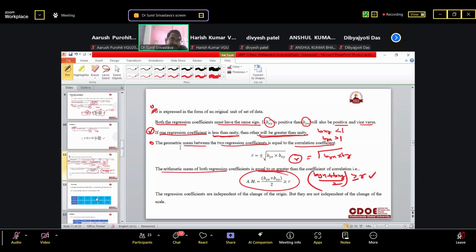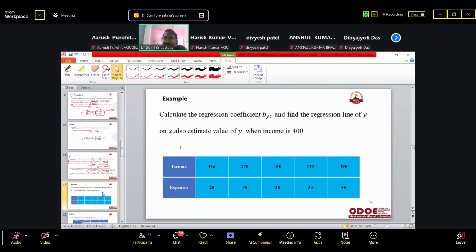Now we take an example to describe our problem. Here we have taken an example. Calculate the regression coefficient byx, that is the regression coefficient of Y on X, and the regression line of Y on X, and estimate the value of Y when income is 400. Here we have income and expenses.